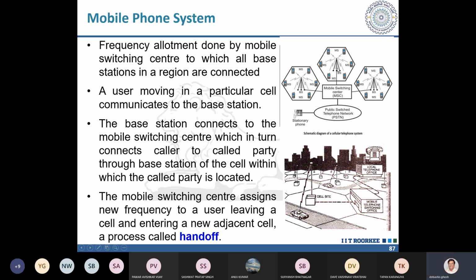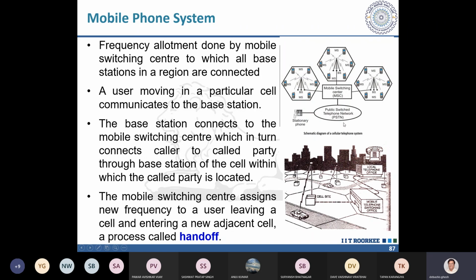You can see another picture here, where this car wants to communicate with another car in the other cell. This car will transmit its request to this base station. This base station will redirect the request to the mobile telephone switching center. The mobile telephone switching center will now connect it to this base station, and this base station will make the connection to the intended receiver. This is how the connection is established.